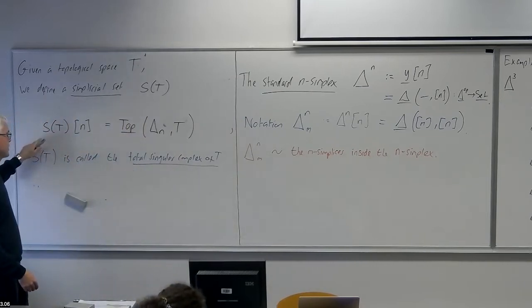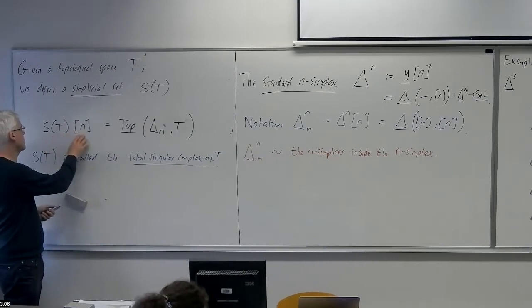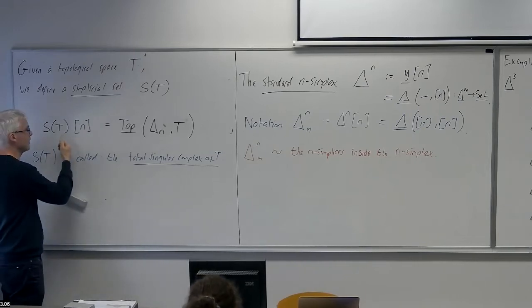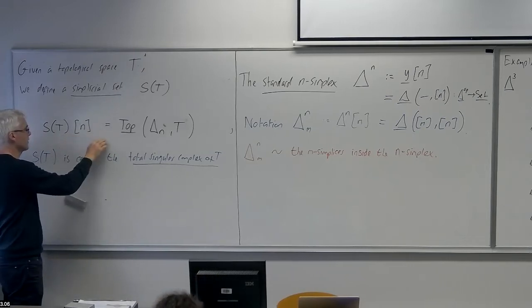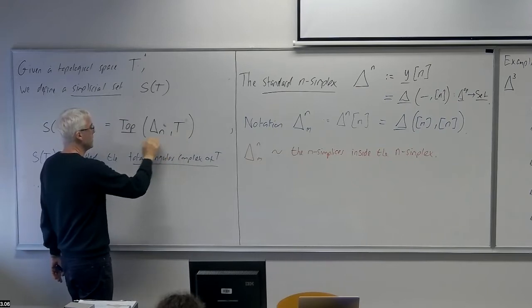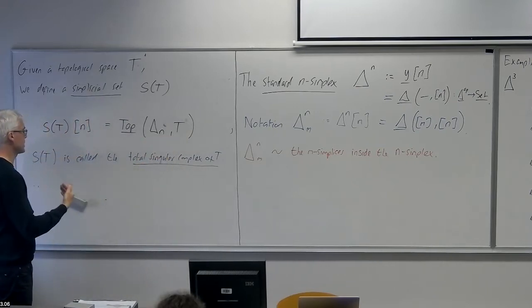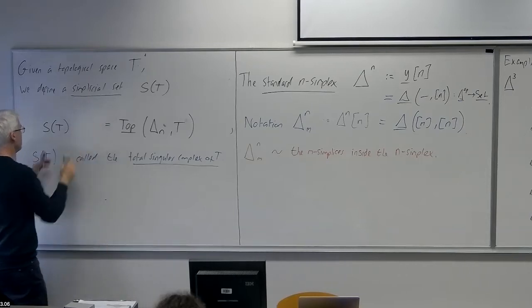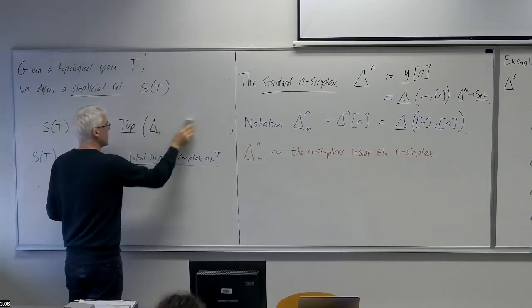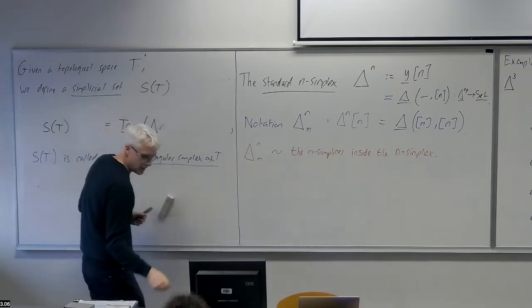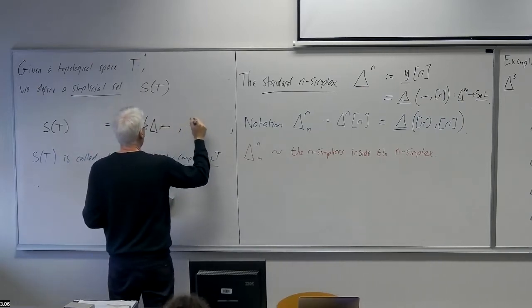Why does it define a simplicial set? What I've given so far isn't even a simplicial set yet, because I've just given, for the number n, the set that's associated to it. We need to show that this is functorial in order to get a presheaf, but that's actually immediate. We want to define S of T as a presheaf. We notice that we obtain a presheaf because this is simply a Hom functor.